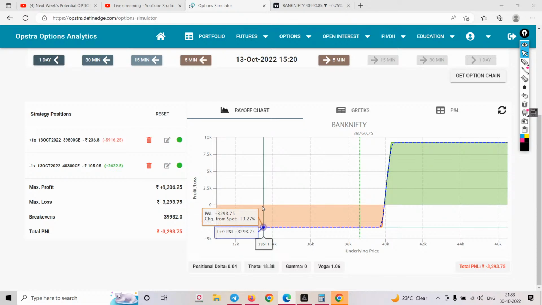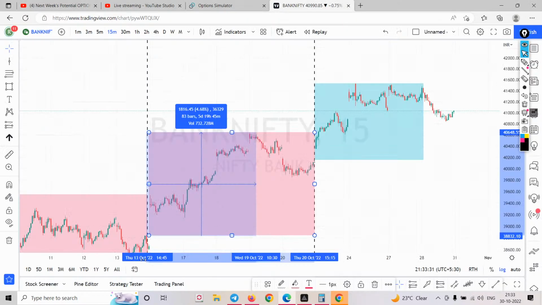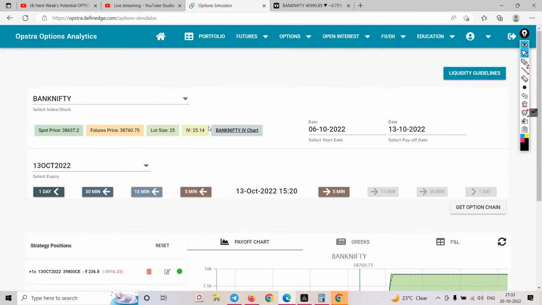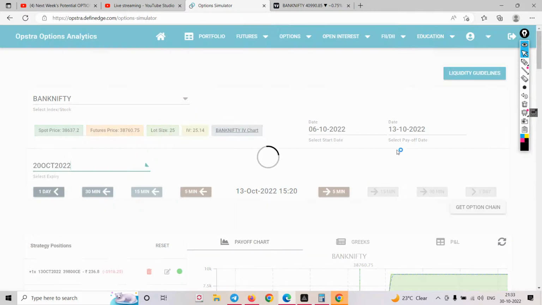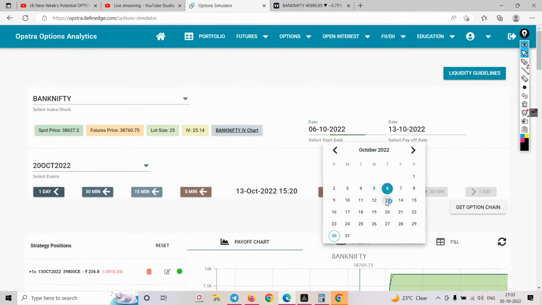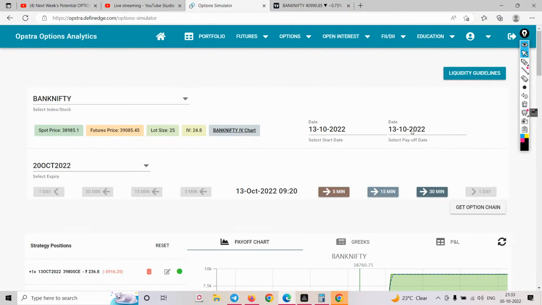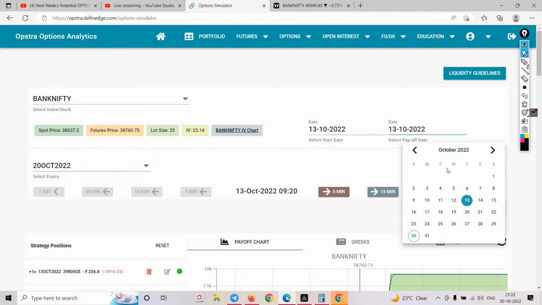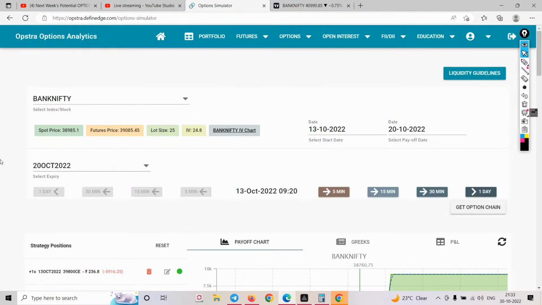So what is this week? This week is 13th to 28th. Stay with me, friends. 13th is the start date, and 28th is the expiry date.